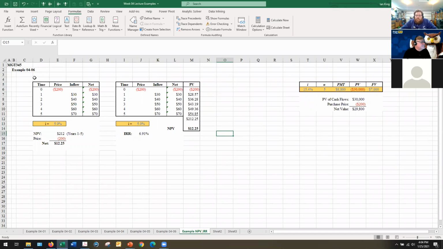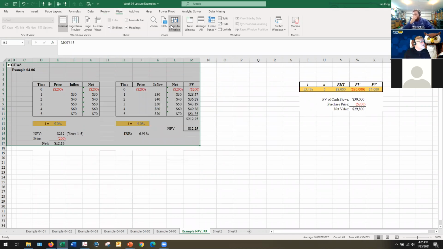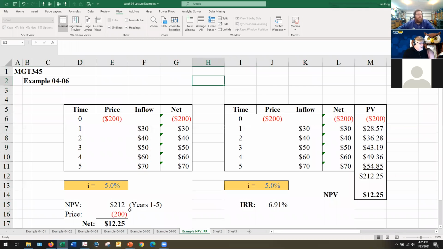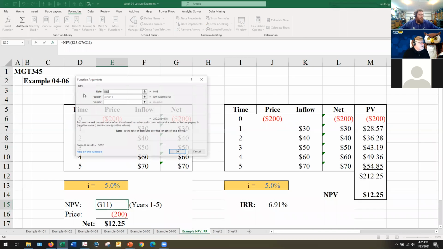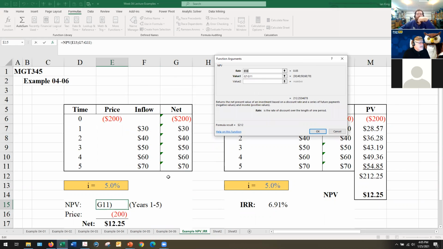here. This is to show you essentially the equivalent of what we're doing. View, zoom selection. Here's the way we did it using formulas. Net present value is here. Again, I said go to here, 5%, and I just highlighted these cash flows.